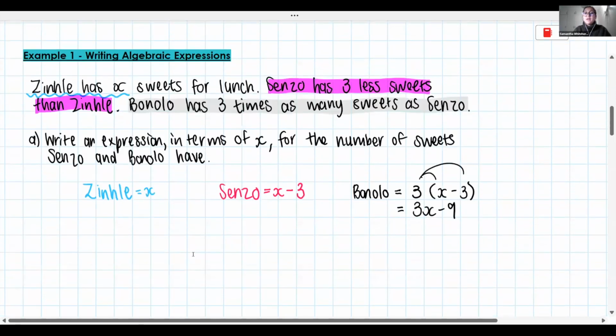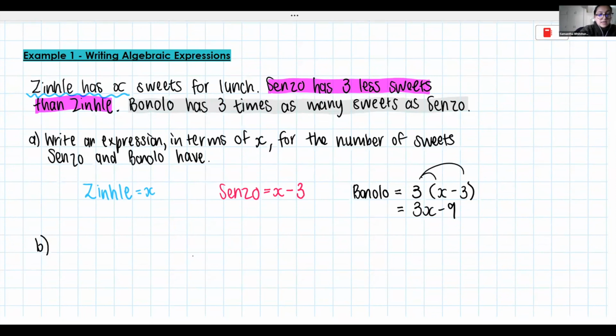So like I say, 2 types of questions I can now go and ask you. One slightly easier than the other. So let's start with the easier one. So I could say if Zintle had, sorry, that's a weird looking Z, it looked like a 2. If Zintle had 15 sweets, how many sweets did Senzo and Bonolo each have?